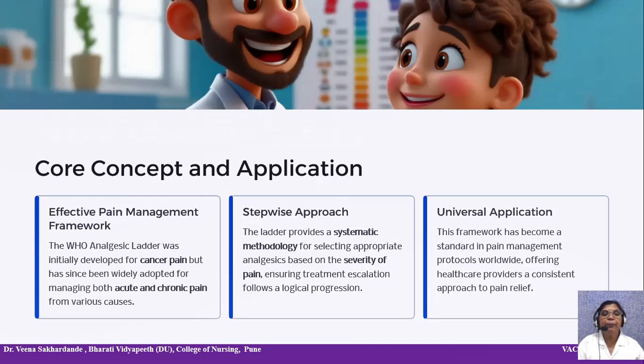Second is the stepwise approach. The stepwise approach is a systematic, methodological approach which talks about management of pain under mild, moderate and severe conditions. The next is universal application. It is applicable worldwide, globally, and this framework has become a standard in pain management protocol worldwide, offering healthcare providers a consistent approach for pain management and directly or indirectly helping to manage the pain.